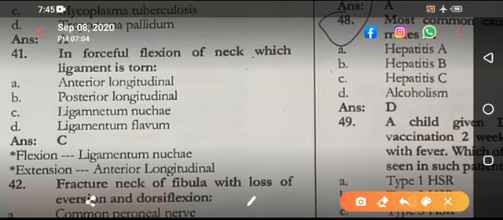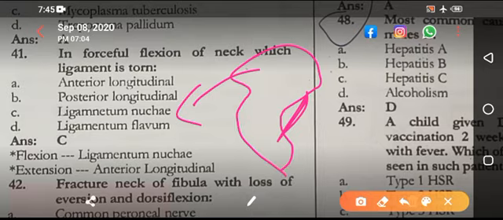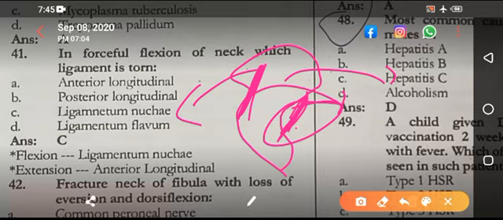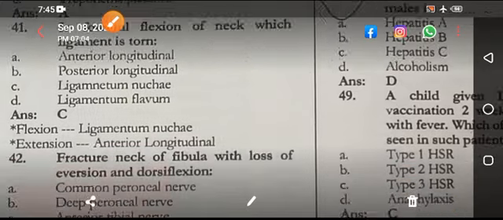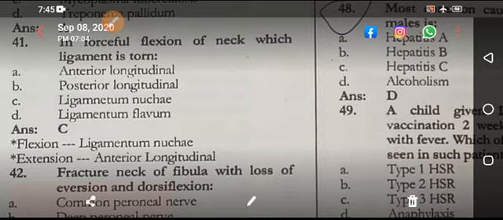Let's suppose this is the neck of the patient, and this is the front. If there is a flexion, the nuchal ligament will be ruptured. If you are extending it, the anterior longitudinal ligament will be ruptured. So the ligament that limits the movement would be ruptured in the movement against it. So in forceful flexion of the neck, ligamentum nuchae, and in extension, the anterior longitudinal ligament.